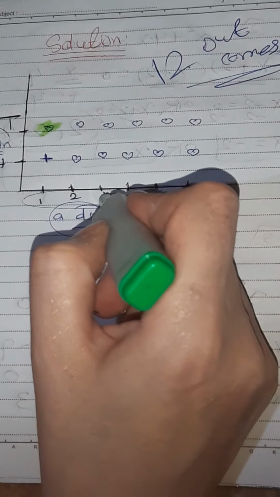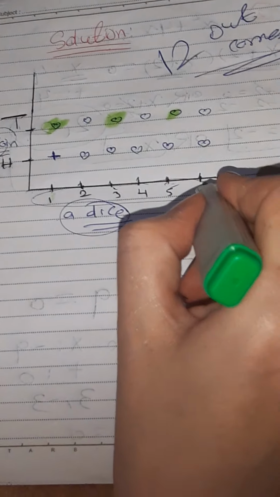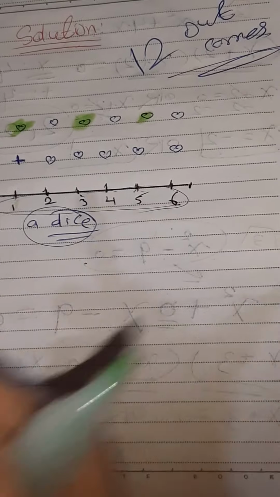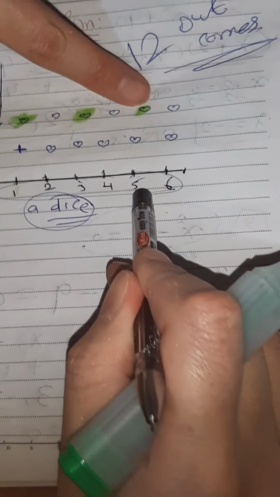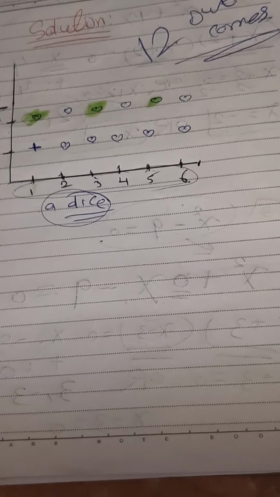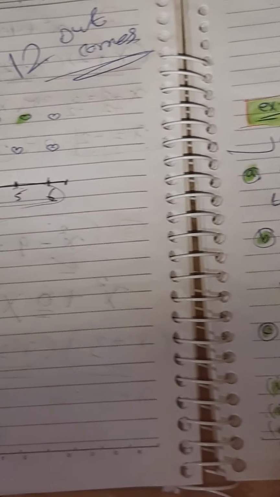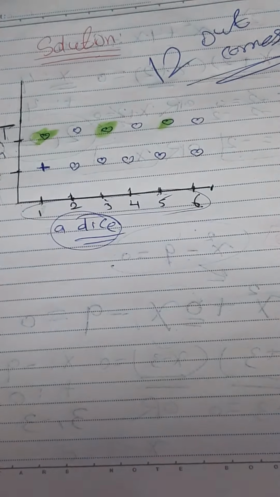1 with tail, yes, take this outcome. 2 with tail, no. 3 with tail, yes. 4 with tail, no. 5 with tail, yes. 6 with tail, no, because we want a tail with an odd number. So there are 3 outcomes that show a tail and an odd number. So this is the solution of B.